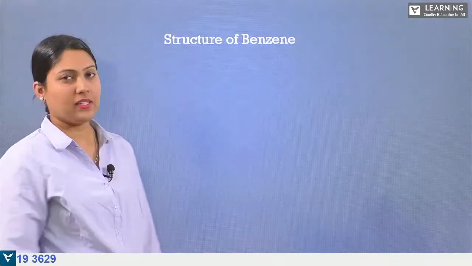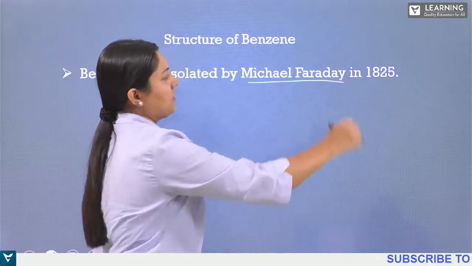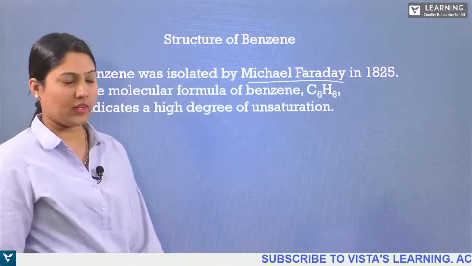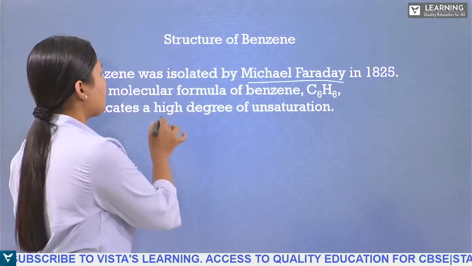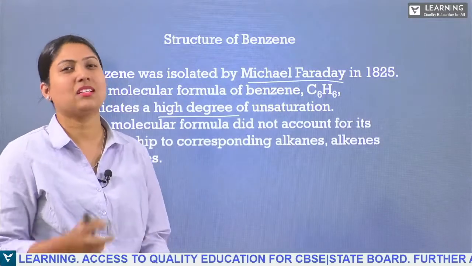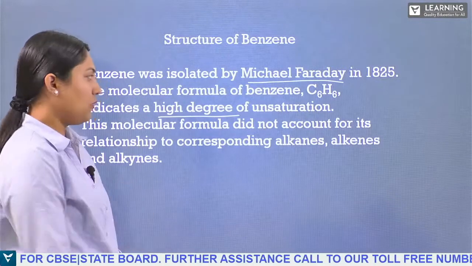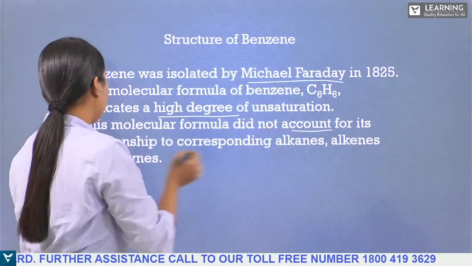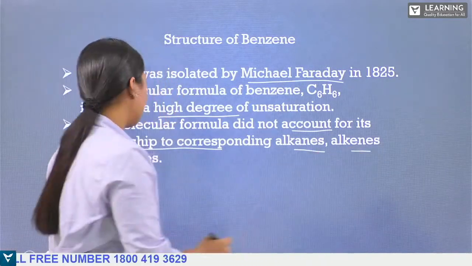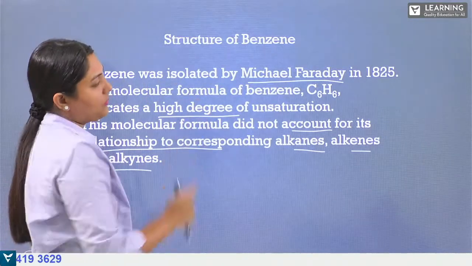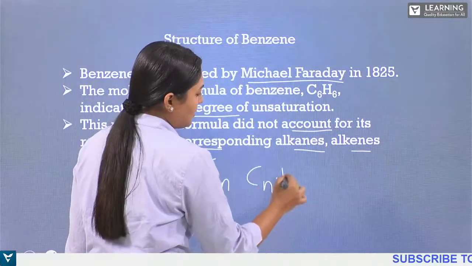Next, the structure of benzene. As we know, this was isolated by Michael Faraday in 1825. And the molecular formula of benzene is C6H6, which indicates a high degree of unsaturation. That means it will have 3 double bonds where it is unsaturated. The molecular formula did not account for its relationship to the corresponding alkanes or alkynes. So if you see this C6H6, it will be like CnHn, right?